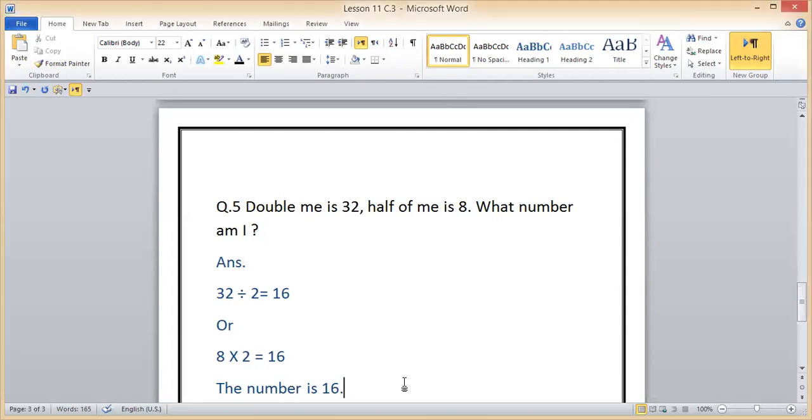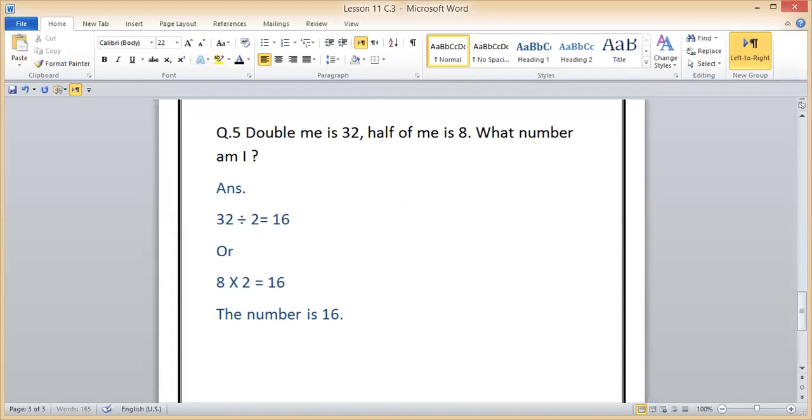Now I am writing question number 6. Question number 6. Half of me is 20 and double of me is 80. What number am I? This is the question, guys.